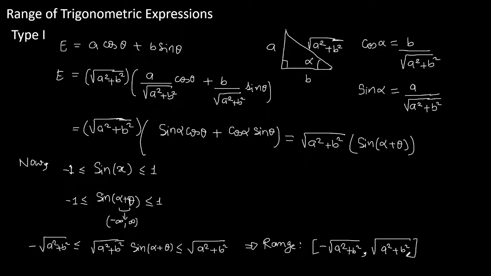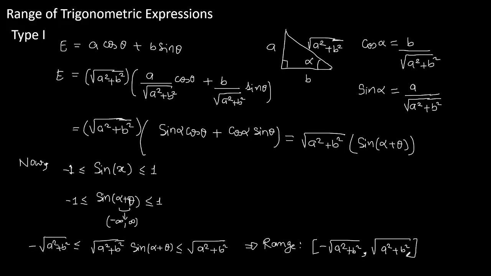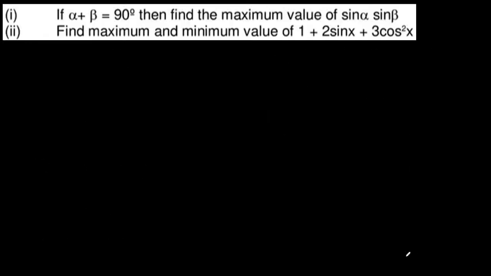We will have three different types. Moving next. Okay, this is what we have. Type 1 falls into a cos theta plus b sin theta things. अब दूसरा सॉल्व कर रहे हैं ना.